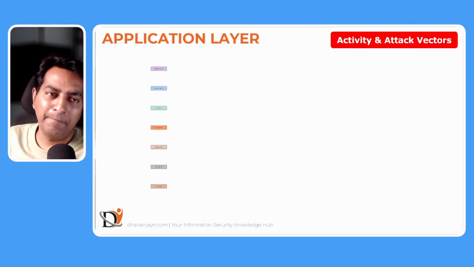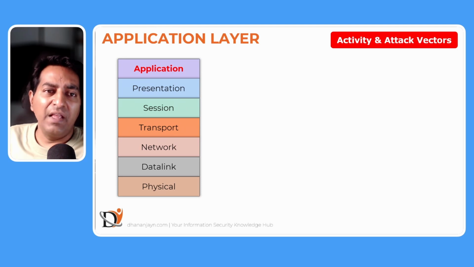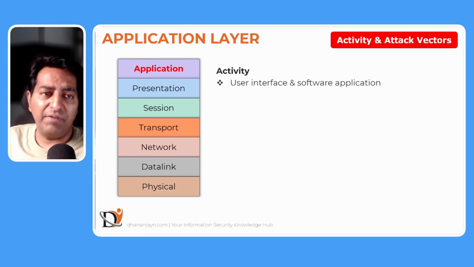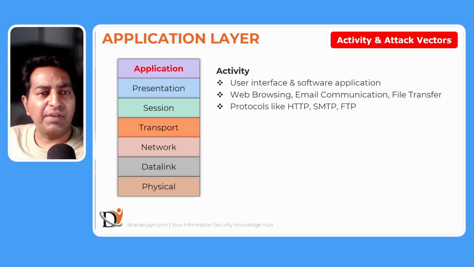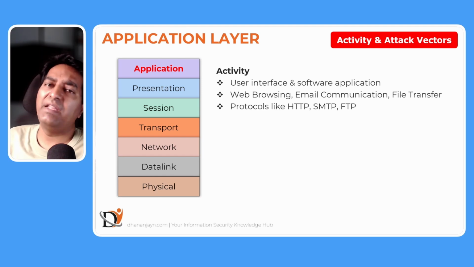So the backend of the website, the folders from where the website is actually visible to the public. Now if we want to talk about the activities and the attack vectors, the activity you have already understood: user interface. When we talk about the activities, this layer provides the user interface, and software applications work at this particular layer. Examples are web browsing, email communication, or file transfer. Protocols like HTTP, SMTP, and FTP are used at this layer.